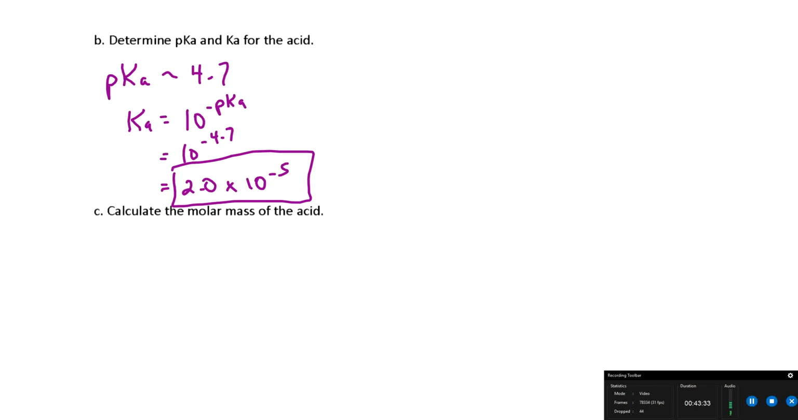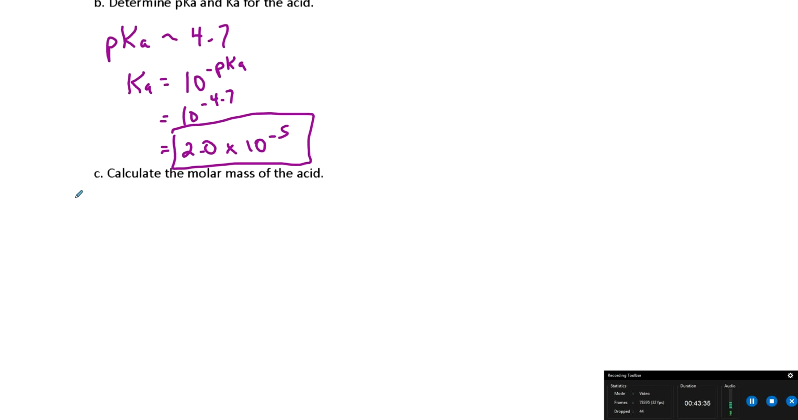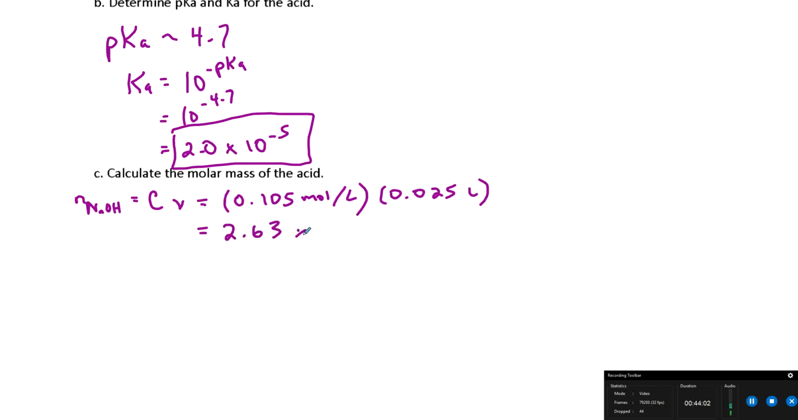What's the molar mass of the acid? Okay, so now I go through all my calculations. I find the number of moles of the base. So I know the concentration and the volume of the base. I know the concentration is 0.105 moles per liter. And from the graph, I found that 25 milliliters were required to titrate the acid. So when I multiply, that's 2.63 times 10 to the negative 3 moles.